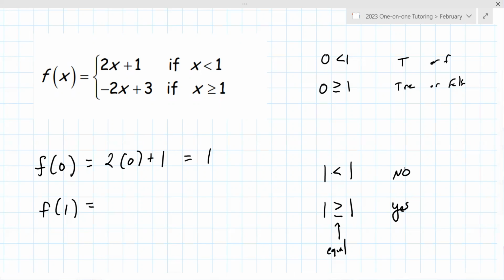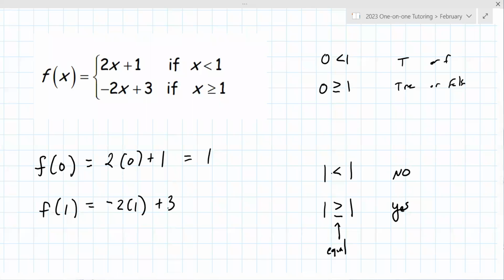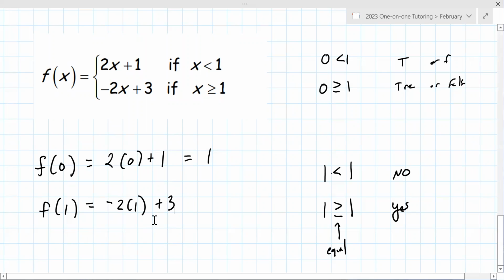All right. So now you're going to put 1 into the second function. -2 times 1 plus 3. What? Sorry, could you repeat that? You're stuttering. I'm asking you to evaluate what's on the screen.